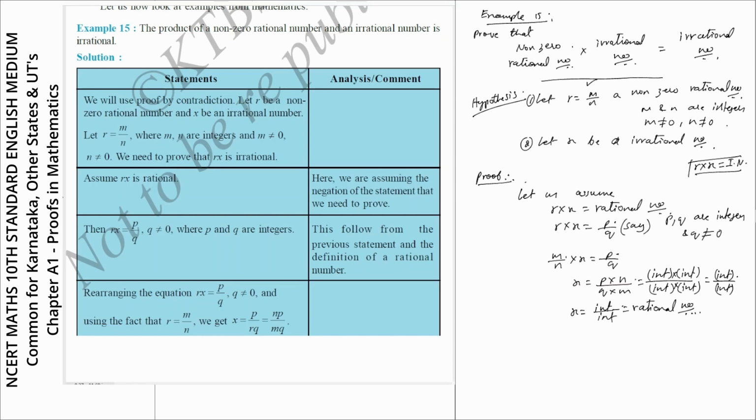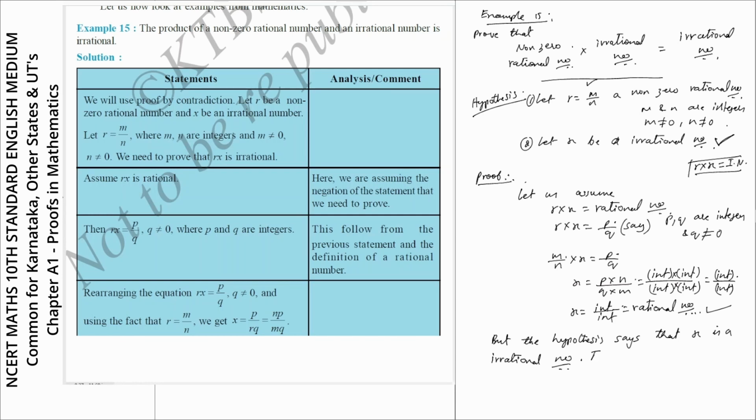But according to our hypothesis, x is an irrational number. But here we are getting x to be a rational number. So there is a contradiction. Okay, I am writing here: but the hypothesis says that x is an irrational number. So there is a contradiction now.